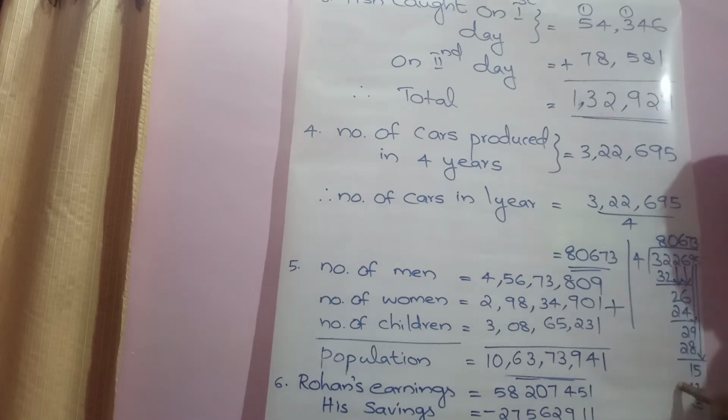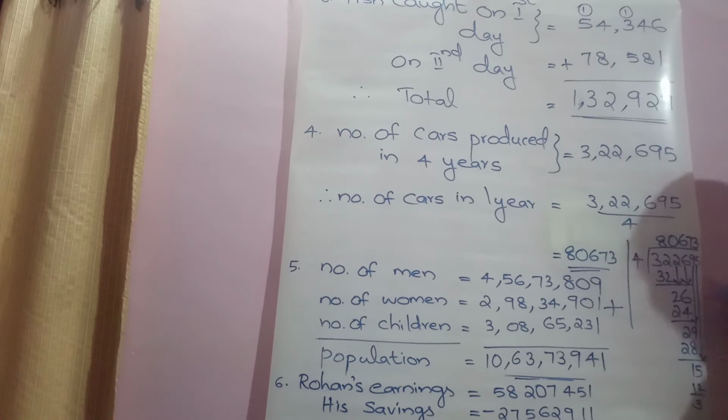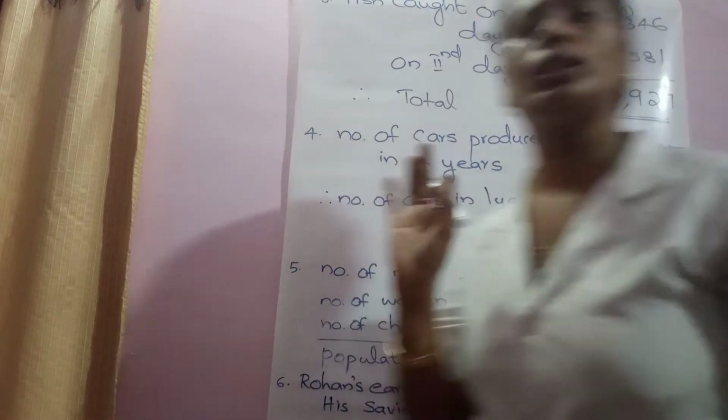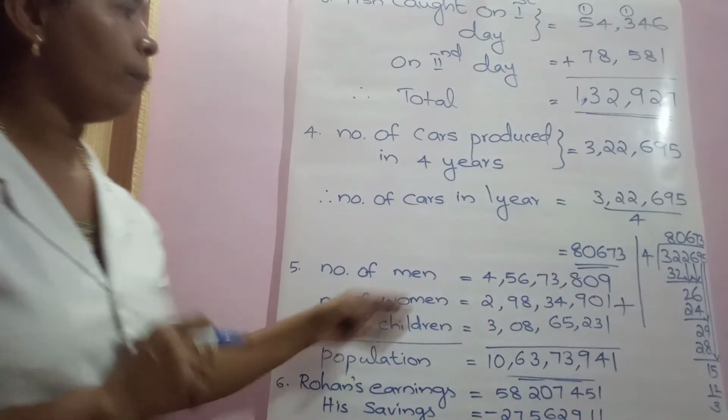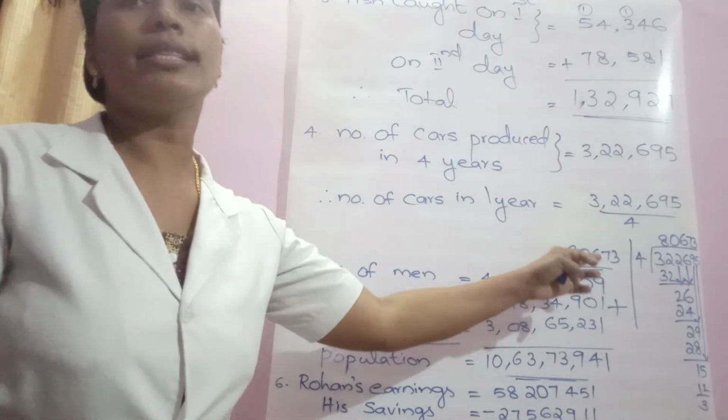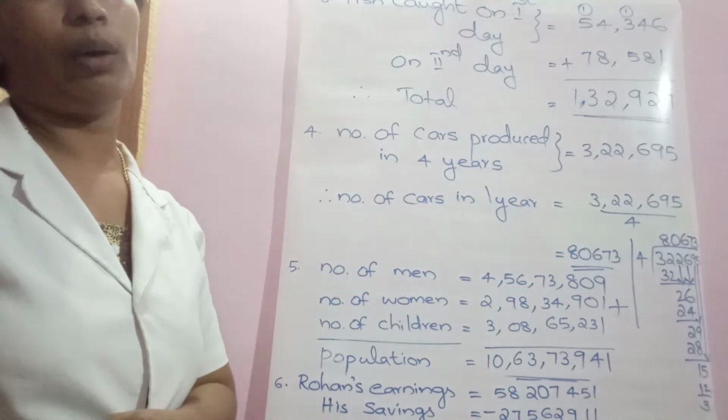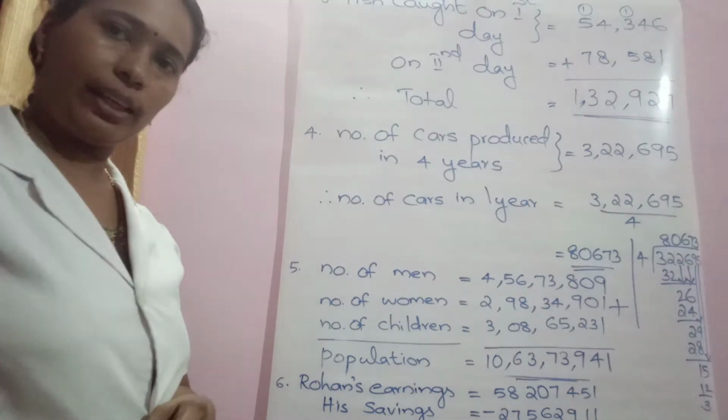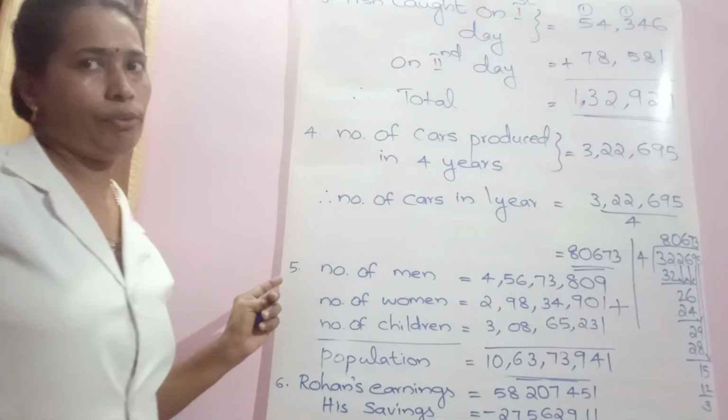In 15, how many 4s are there? In 15, 3 4s are there. 12, balance 3. This balance we need not consider. The number of cars cannot be a decimal, isn't it? That's why our answer is our quotient itself. What is our quotient now? 80,673. Okay. Let us move to question number 5.